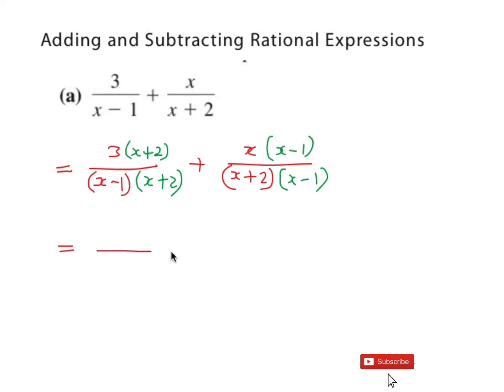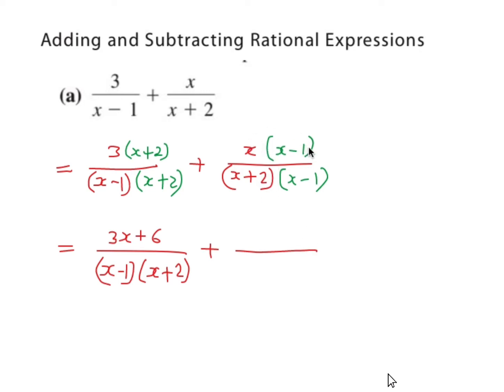here we can use the distributive property. 3 multiply x is 3x and 3 multiply 2 is 6. Now write x minus 1 and x plus 2 as it is. Here again use the distributive property in the numerator. So x multiply with x is x square, minus x multiply with 1 is x. And here x plus 2 and x minus 1.